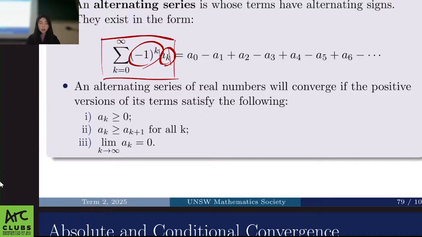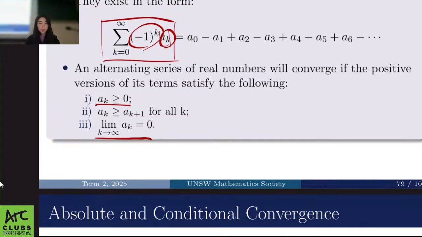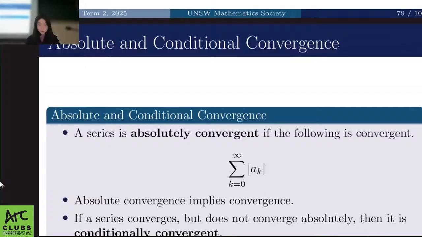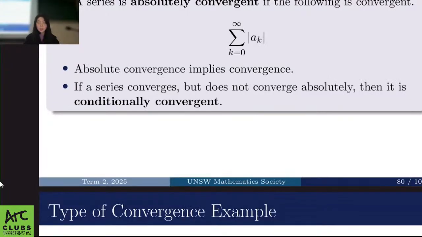We only care about the value of the term itself. So if each term is greater than or equal to 0, each term is greater than or equal to the following term for all k in the natural numbers, and the sequence eventually converges to 0, then we know the alternating series will also converge. We call a series absolutely convergent if we take the absolute value of the series and it's also convergent, and absolute convergence implies convergence. If it's not absolutely convergent but converges, we call it conditionally convergent.